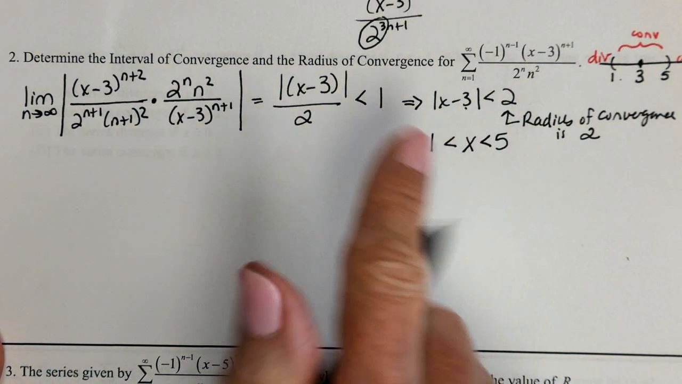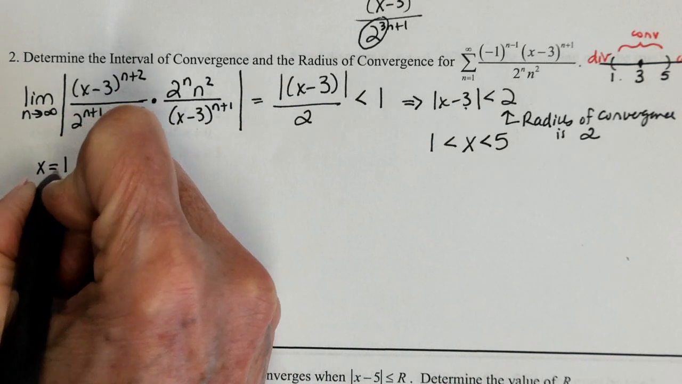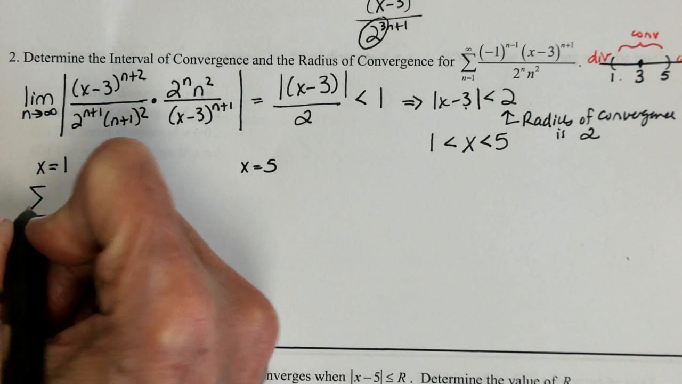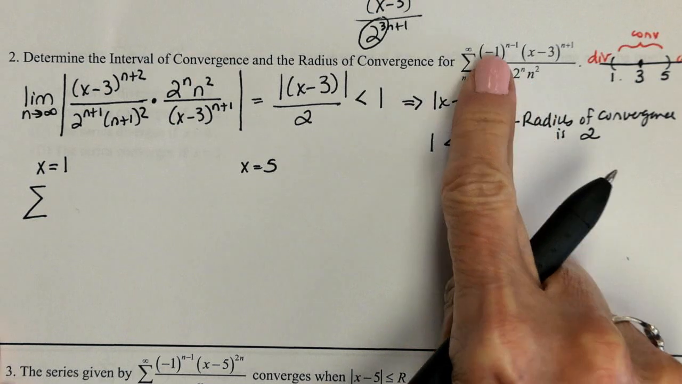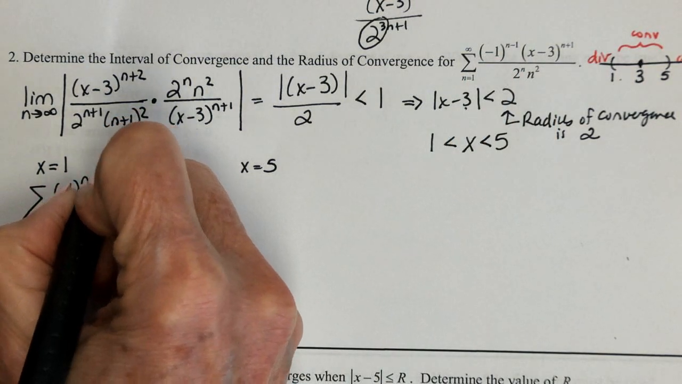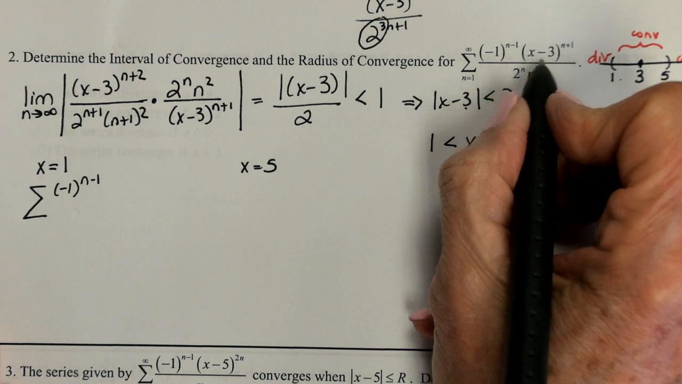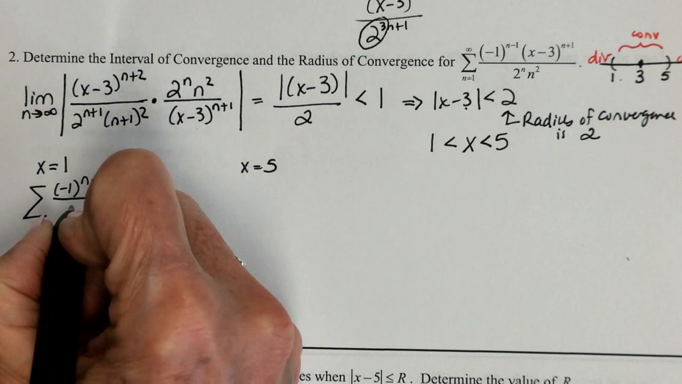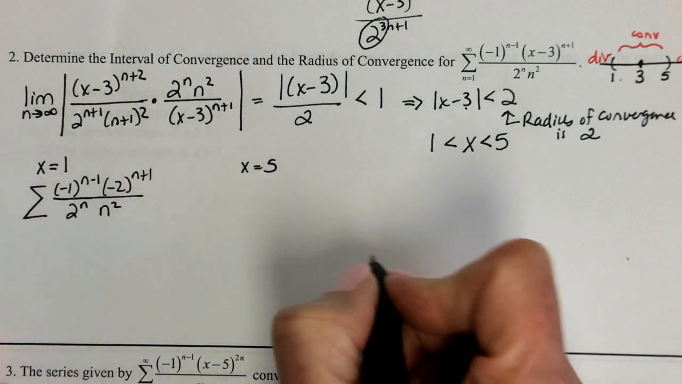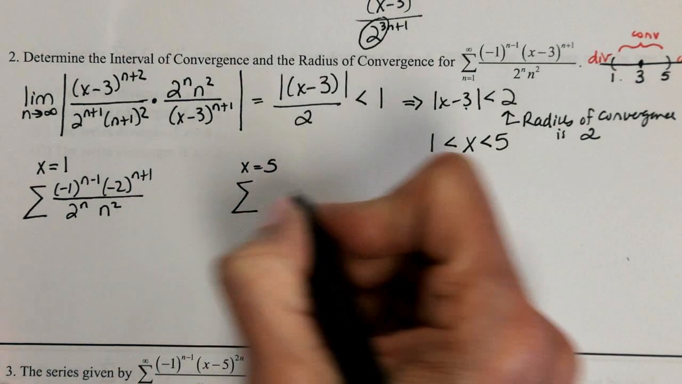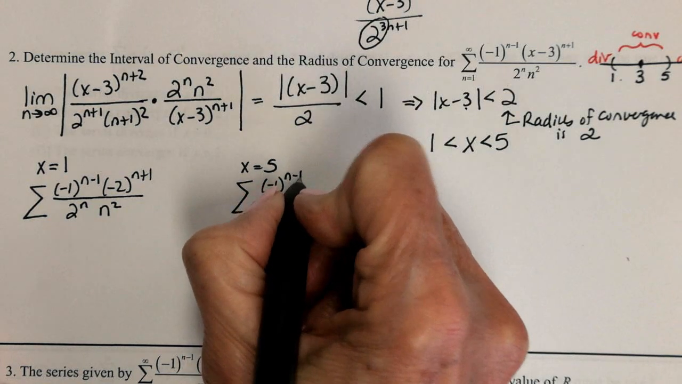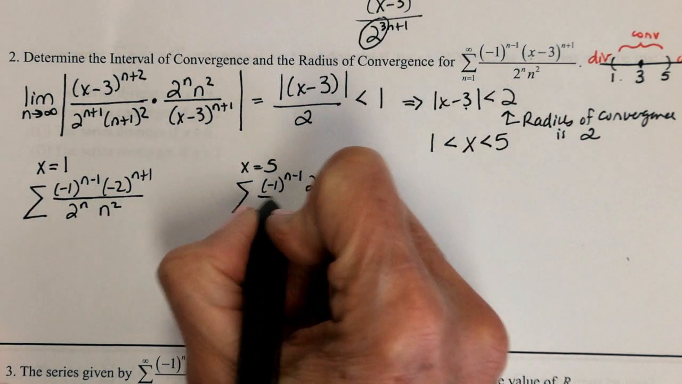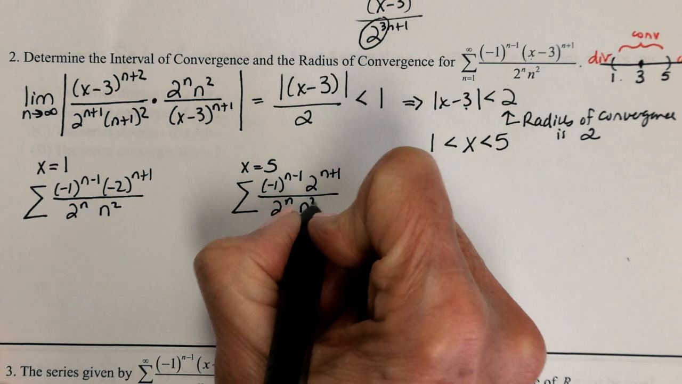Now we need to go and check what happens when x is 1. What happens when x is 5? My series when x is 1 will be (-1) to the n minus 1, I'm putting 1 in place of this x, so I have (-2) to the n plus 1 divided by 2 to the n times n squared. When x is 5, my series is (-1) to the n minus 1 times, I'm putting 5 in for x, 2 to the n plus 1 over 2 to the n times n squared. Okay.